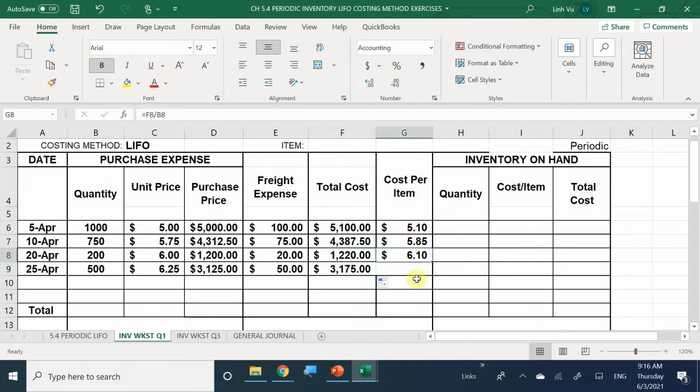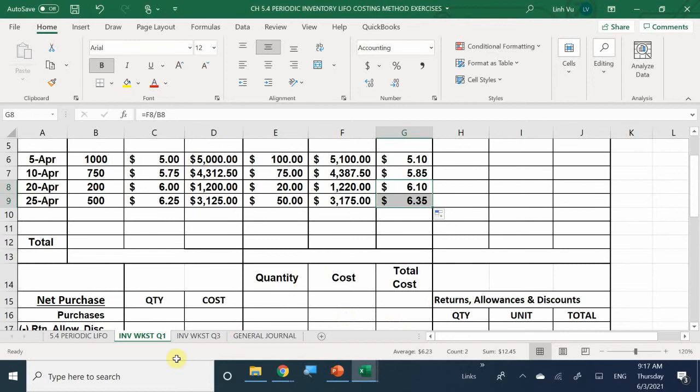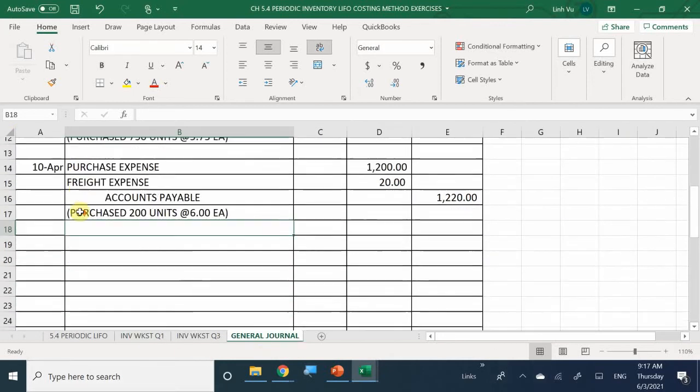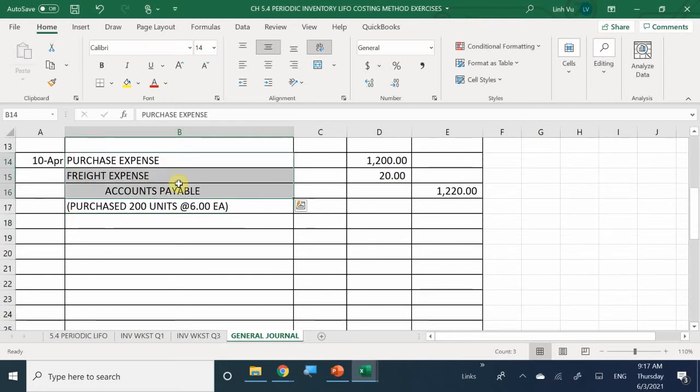And then last but not least, what is going to be my cost per item? $6.35. We took the freight and we spread it across the 500 items to make my cost per item now become $6.35. All right. Let's go ahead and journal this up real quick, and then we can get started with the calculations. What was that? Sorry. Okay, no worries.